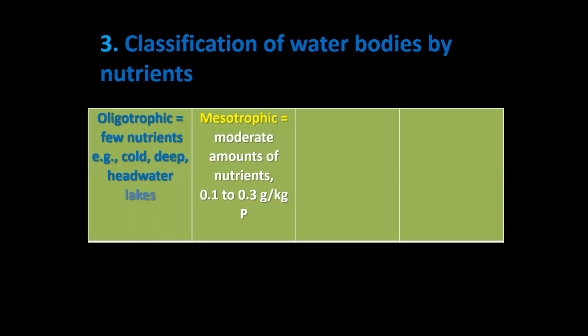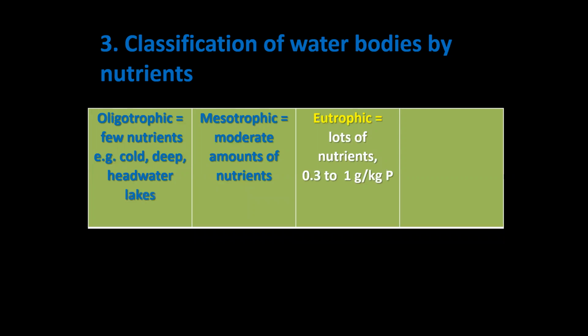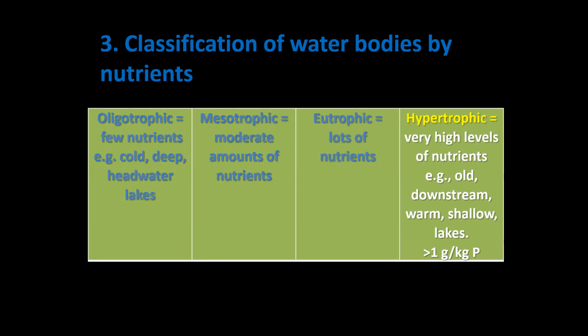So then you have mesotrophic, which have a little bit more nutrients, say 0.1 to 0.3 grams per kilogram of phosphorus. And then you have eutrophic, which have lots of nutrients, 0.3 to 1 gram per kilogram of phosphorus. And then you have hypertrophic lakes, which are very high levels of nutrients. These tend to be old, downstream, warm, shallow lakes, and they'll have more than 1 gram per kilogram of phosphorus.